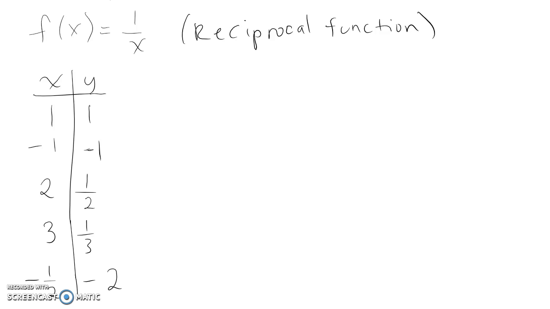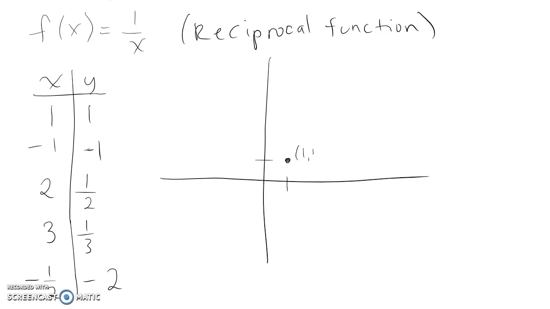Alright, so notice each x we put in, we only get one y. We don't get a different y. We don't get 2 different y's or more than 2 different y's for any x. So let's take a look at the graph of 1 over x.